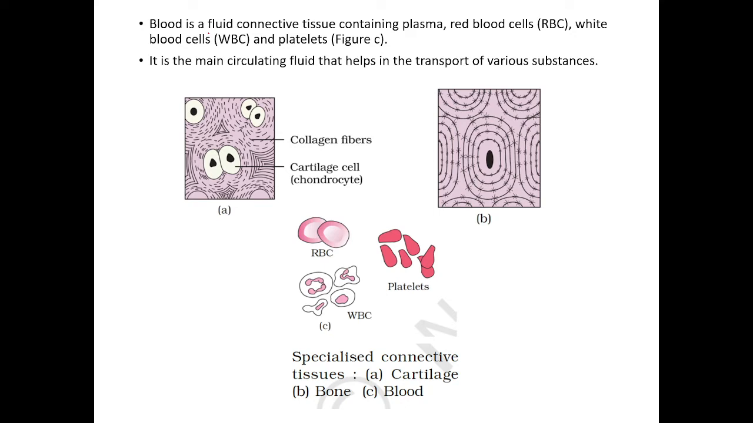Blood is the fluid connective tissue containing plasma, red blood cells, white blood cells, and platelets. It is the main circulatory fluid that helps in transport of various substances. Here you can see how exactly these collagen fibers adhere to cartilage tissue or chondrocytes and maintain the structural integrity. And these are some specialized cells of connective tissue, which look like RBCs, platelets, and WBCs.